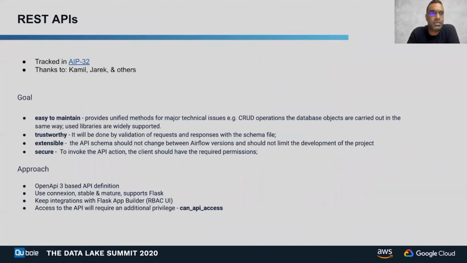So the next I would pick is the REST APIs. It is being tracked in AIP-32, and I think Kamil, Jarek, and others have worked on it. There has always been a demand for REST APIs in Airflow, and we have some experimental APIs, but those APIs don't follow any standard pattern. They are not very well documented, and they break lots of REST principles as well.